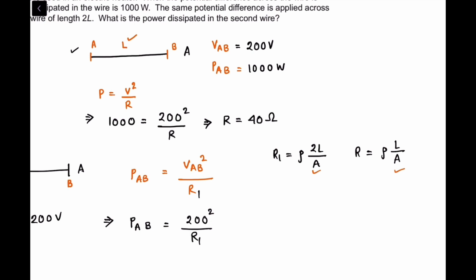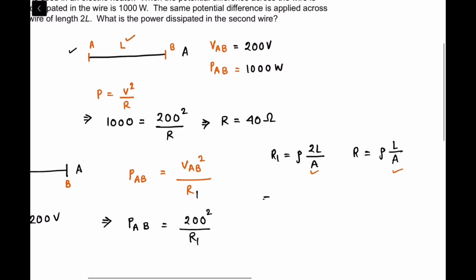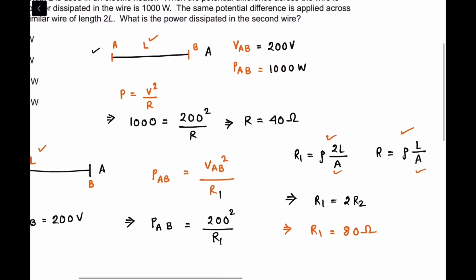Because they are the same wire, similar wire, over here I can write that R1 is equal to twice of R2. Why can I write that? Just divide these two equations, you will get it. So from here I can write that R1 will be equal to twice of R2, which is 80 ohms, my bad.